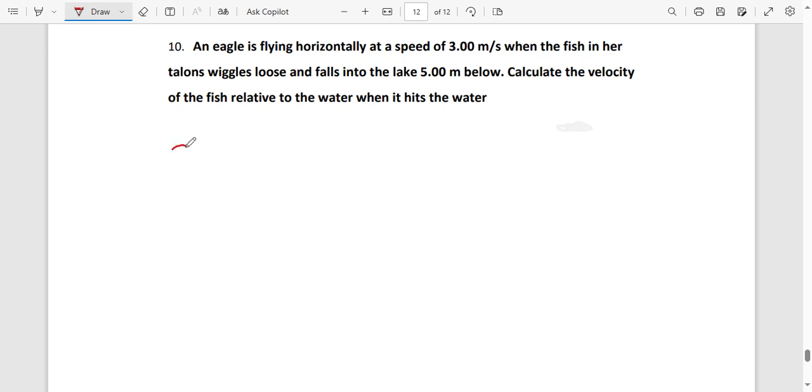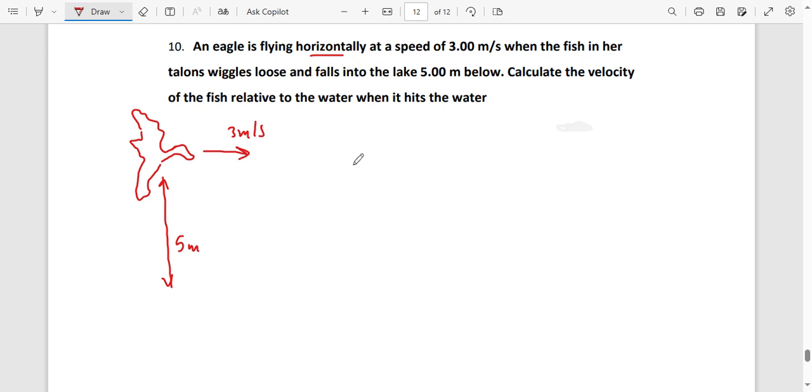So I don't know how to draw this eagle, but say something like that. Let's say that's the eagle. It was holding a fish, and then that fish had to fall, and then it went in the water, and this is 5 meters below, and it's actually moving in this direction at a speed of 3 meters per second horizontally. Calculate the velocity of the fish relative to the water when it hits the water.